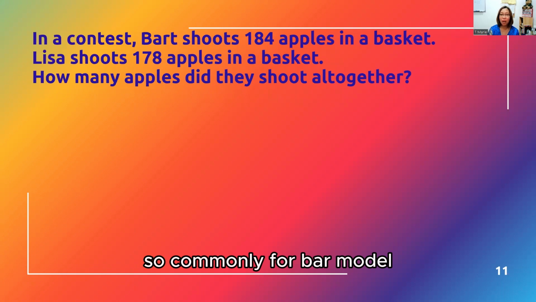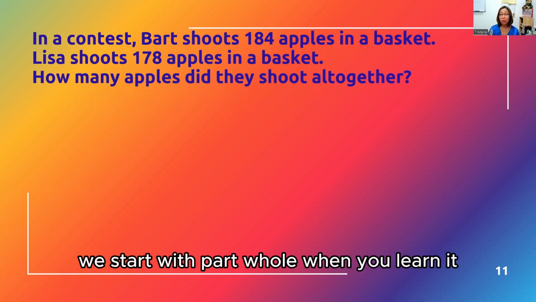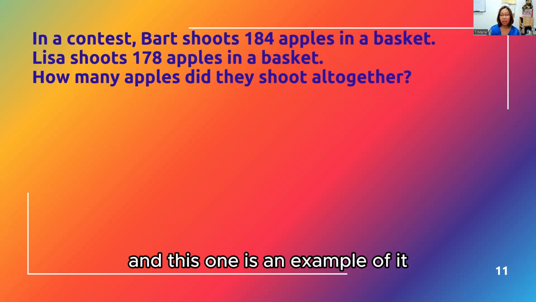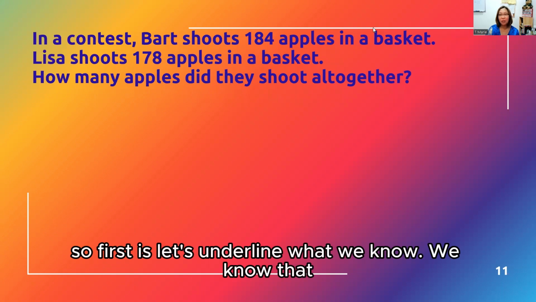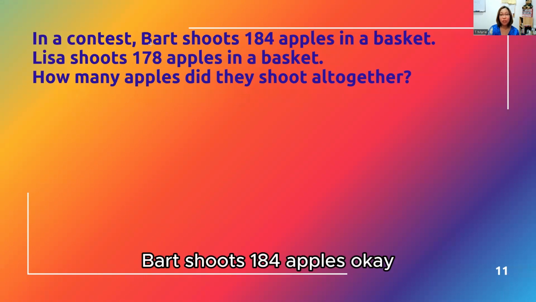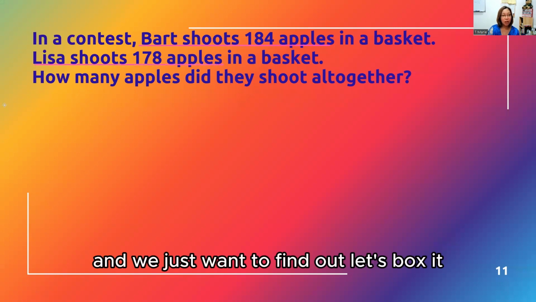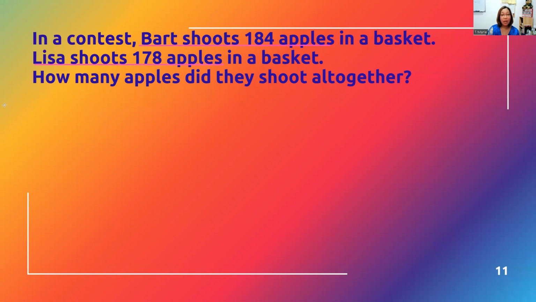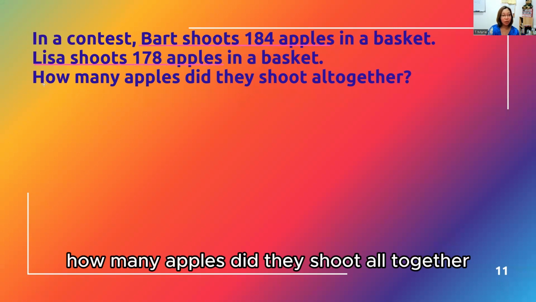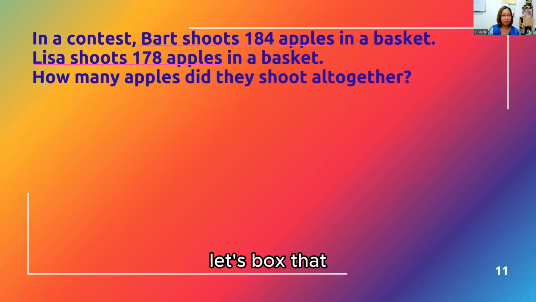So commonly for bar model, we start with part-whole when you learn it. And this one is an example of it. So first, let's underline what we know. We know that Bart shoots 184 apples. We also know that Lisa shoots 178 apples. And we just want to find out, let's box it, how many apples did they shoot all together? Let's box that.